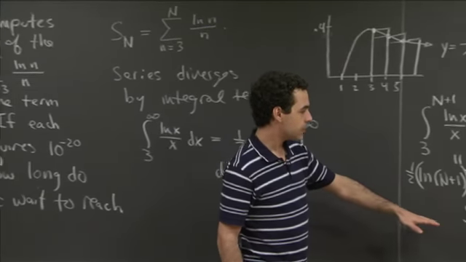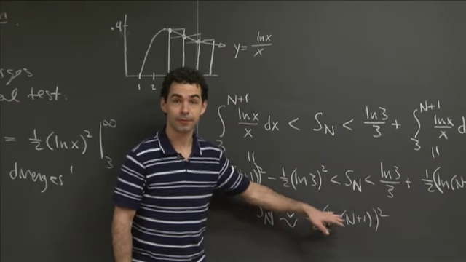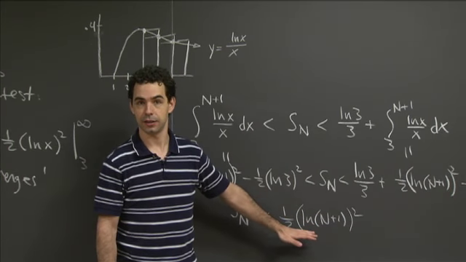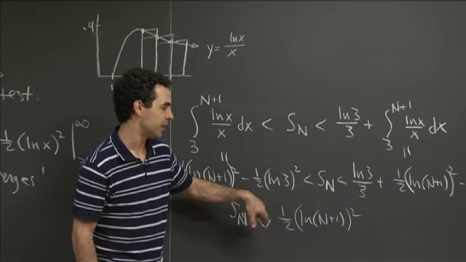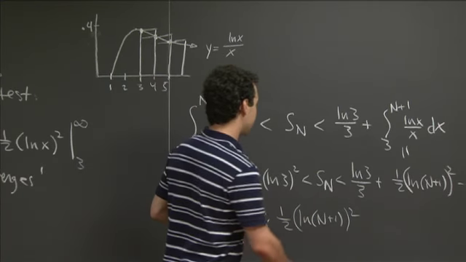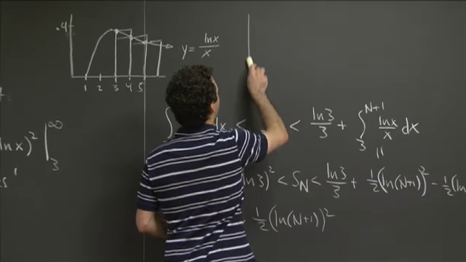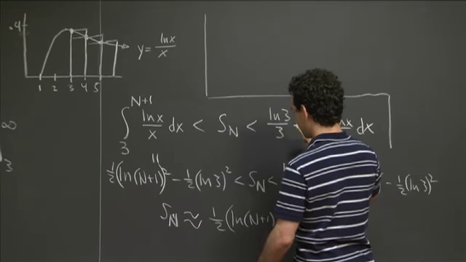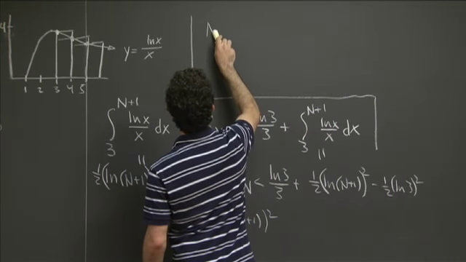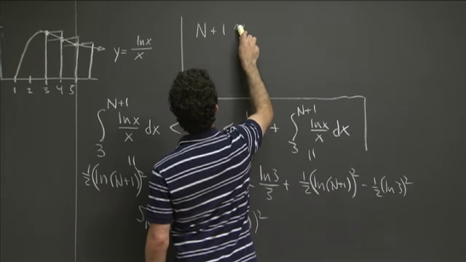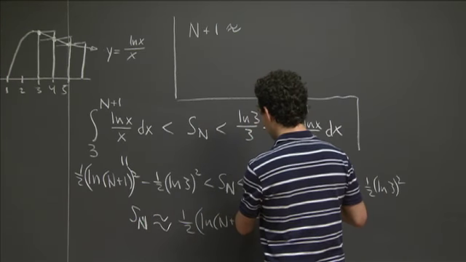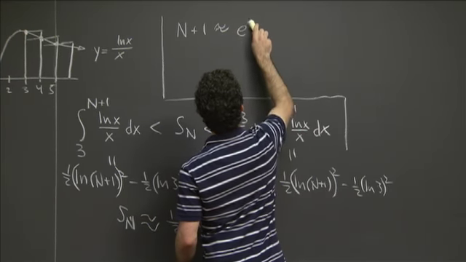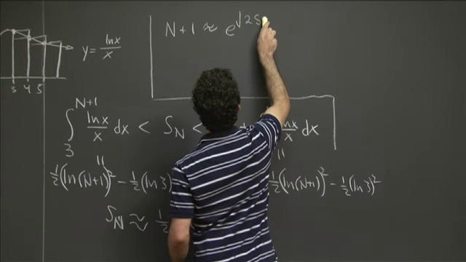So coming back over here, I need to take this equation and solve it for n in terms of Sn, because I know that Sn is going to be about 5,000, so I want to know how big n is going to be. So let's do that. We can multiply by 2, take a square root, and exponentiate. So from this expression, what I get is that n plus 1 is approximately equal to e to the square root of 2Sn.